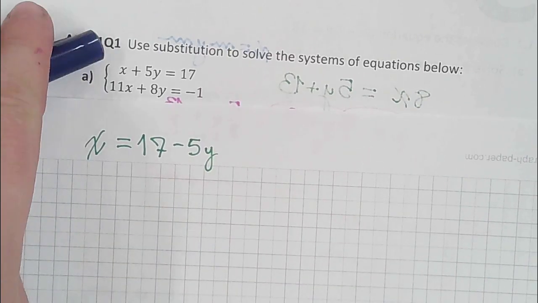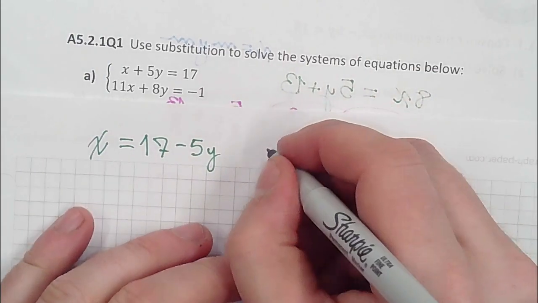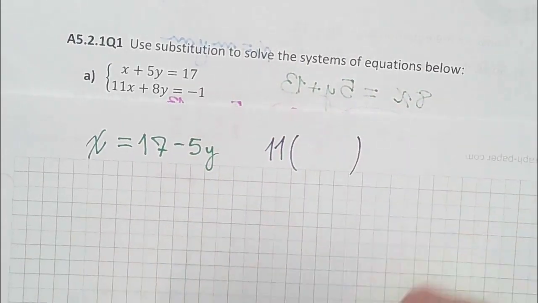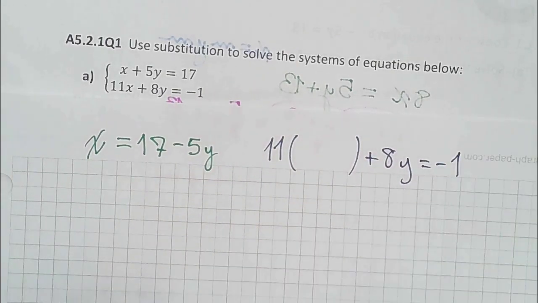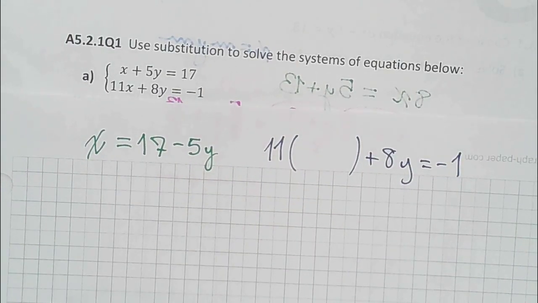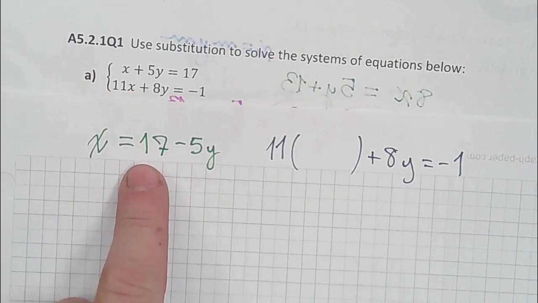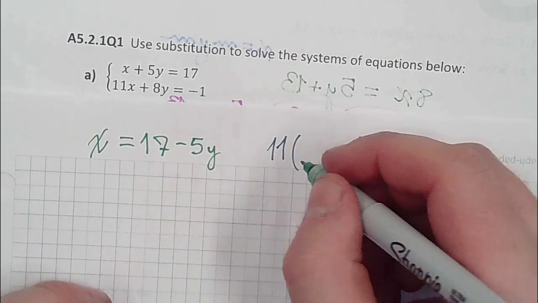I got this from the top. So in the second equation, I'm going to rewrite it as 11 times whatever x is, again, plugging in parentheses, plus 8y equals -1. And we know x is equal to 17 minus 5y. So instead of 11 times x, I'll write 11 times 17 minus 5y.